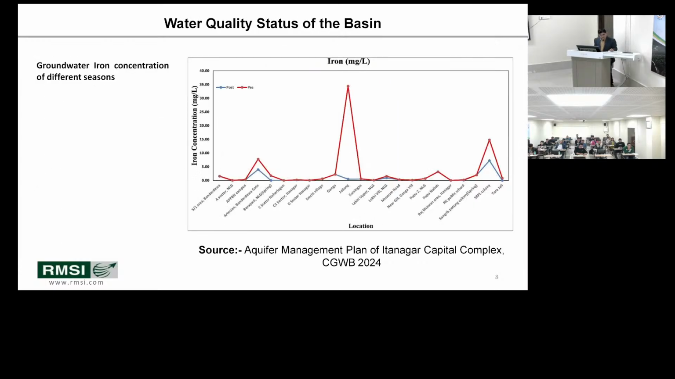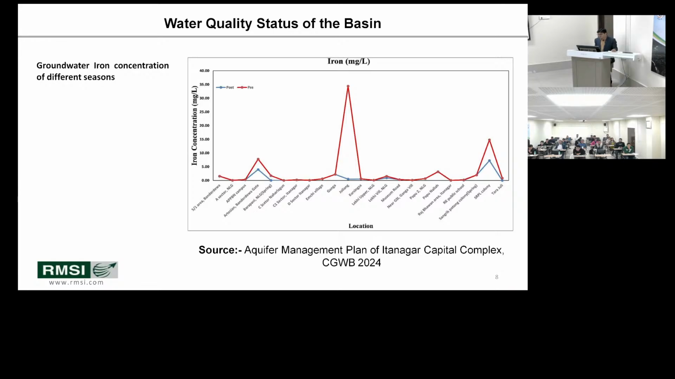This is an example of the Krong. Yesterday also we have seen this. In some places the water quality pre-monsoon has quality issues. Then once the flood season is over, after the post-monsoon, the water quality improves a lot.